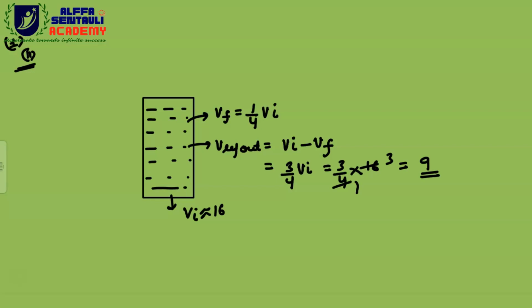So you get 9 after the first removal. Correct? Now what will happen after the second removal? Now you have the same cylinder, beta. Same cylinder. Now your Vi is how much? 9. Correct? Now how much are they removing, beta? 9/4 they are removing. Correct?